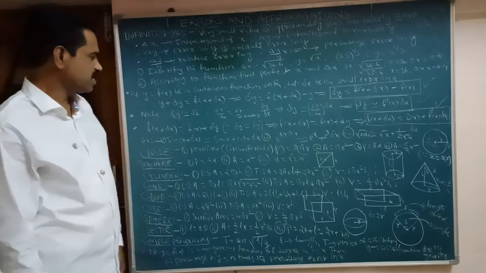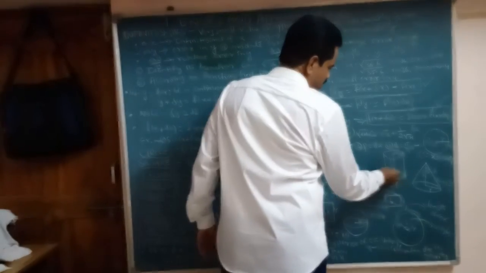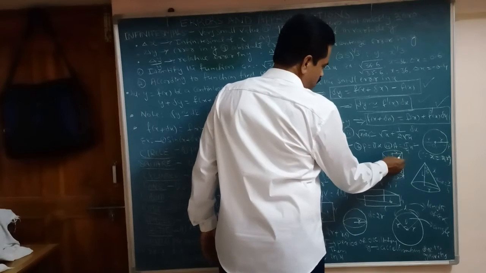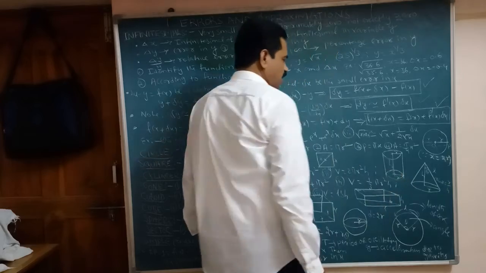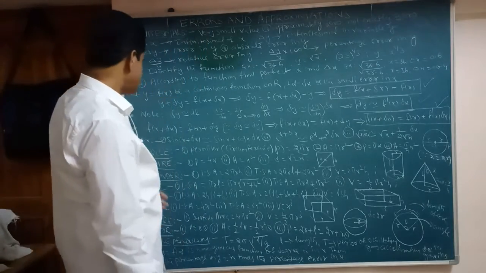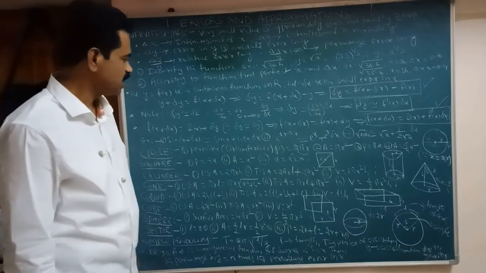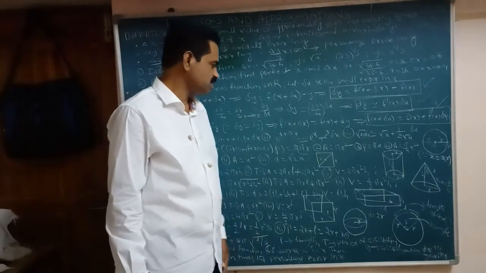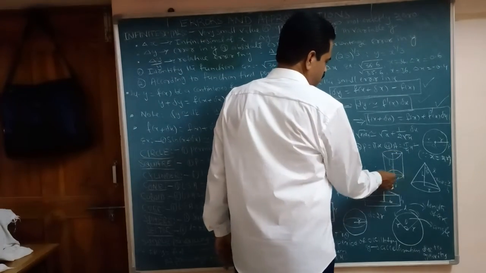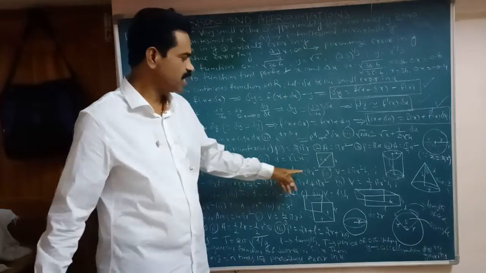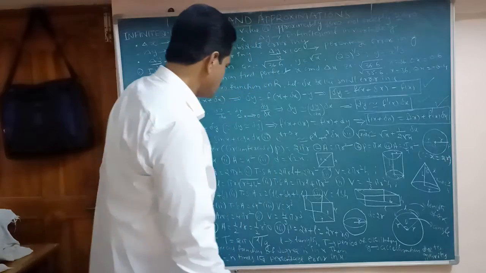Cylinder here. Upper is one circle and lower is one circle, its height is h, and radius is r. So its lateral surface area is 2 pi rh. Lateral surface is 2 pi rh, and total surface area is 2 pi rh plus pi r square plus pi r square, that is 2 pi r square. That is 2 pi rh plus 2 pi r square, and its volume is pi r square h.